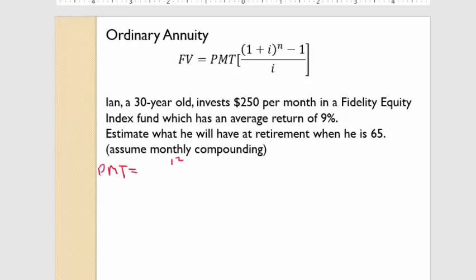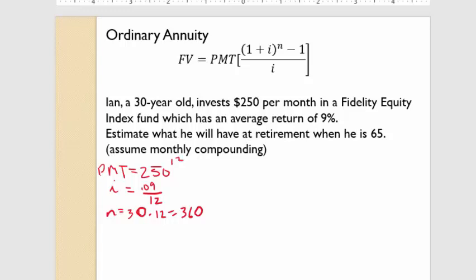So let's pull out the information. PMT is going to equal $250. I is going to equal the rate, which is 0.09, divided by the number of times compounded per year, which is 12. And N is going to equal the number of periods in this term. Well, he starts investing at 30, and he wants to know what he has at 65. So if he's compounding 30 years, and the number of times compounded per year is 12, that means that there are 360 periods in this term. 360 months that the payment will be made and that the investment will be compounding.